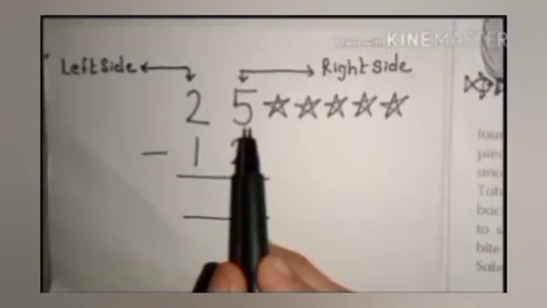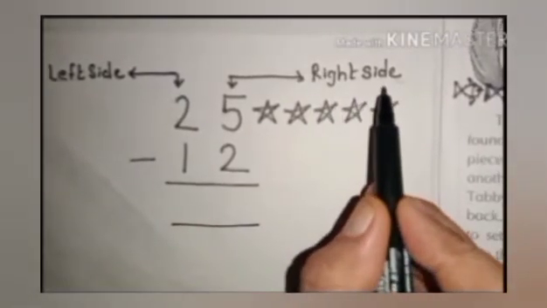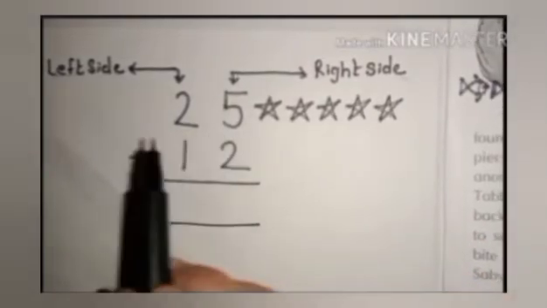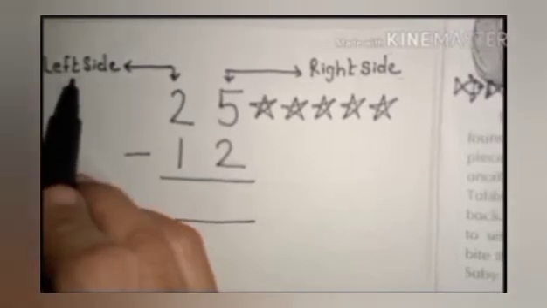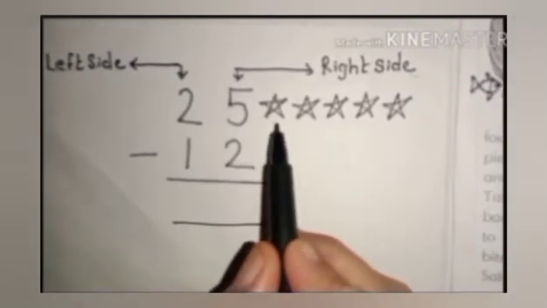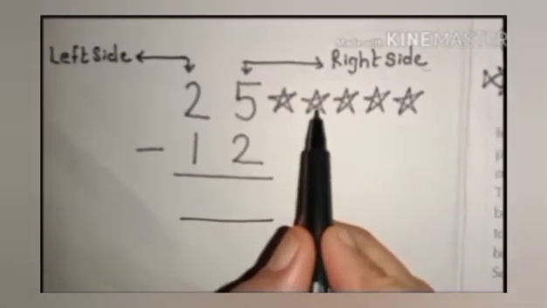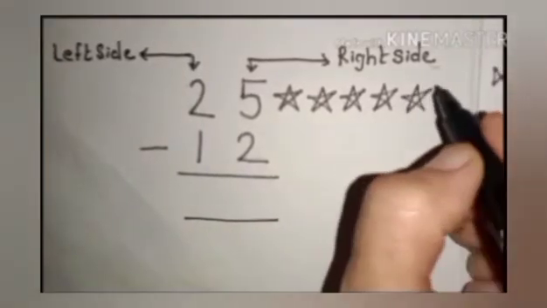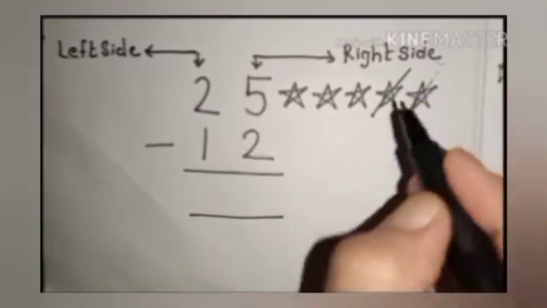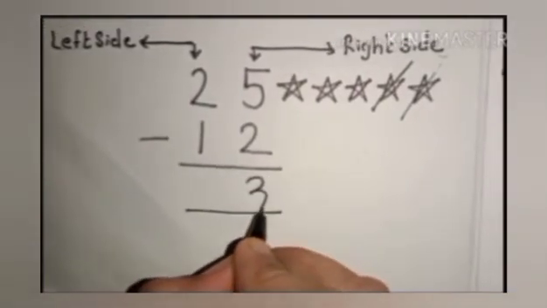The two-digit number has the right side as the ones place and the left side as the tens place. As you can see, the stars. 5. 1, 2, 3, 4, 5. 5 stars. From 5 stars minus 2. So I will minus 1, 2. So 1, 2, 3. I will write 3 in the ones place.